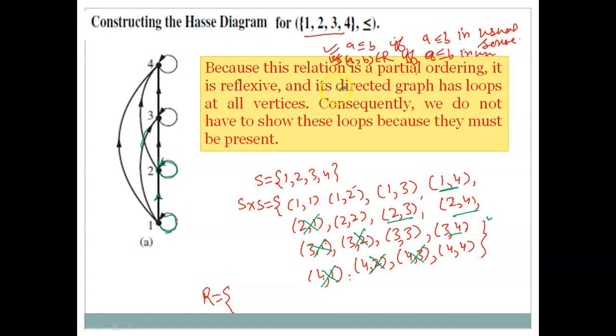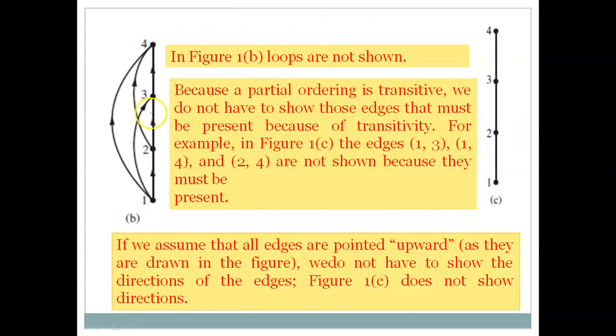Now because this relation is a partial ordering, it is reflexive, it is a directed graph, it has loops at all vertices. Consequently we do not have to show these loops because they must be present, because this is the simplified representation of a relation. And definitely it is a partial order relation, so it has to be reflexive. When it is reflexive, then every element must be related to itself. That means loops are already supposed to be present here, so even if you don't represent the loops, they will be considered over here, so you omit the representation of loops, and consequently you get this form.